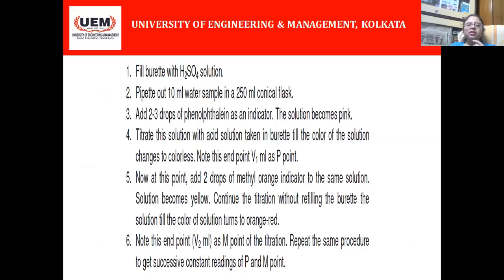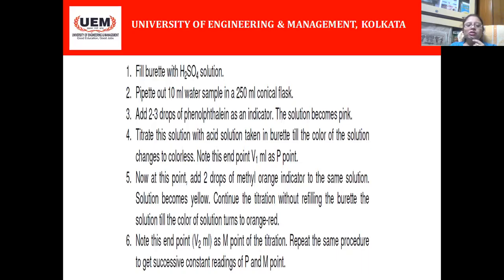So what is the procedure? First we have to fill the burette with sulfuric acid solution. We will pipette out 10 ml of the sample in a conical flask and add 2 to 3 drops of phenolphthalein as indicator. The solution becomes pink because alkalinity is present in the sample. So as the sample is alkaline, the solution becomes pink.